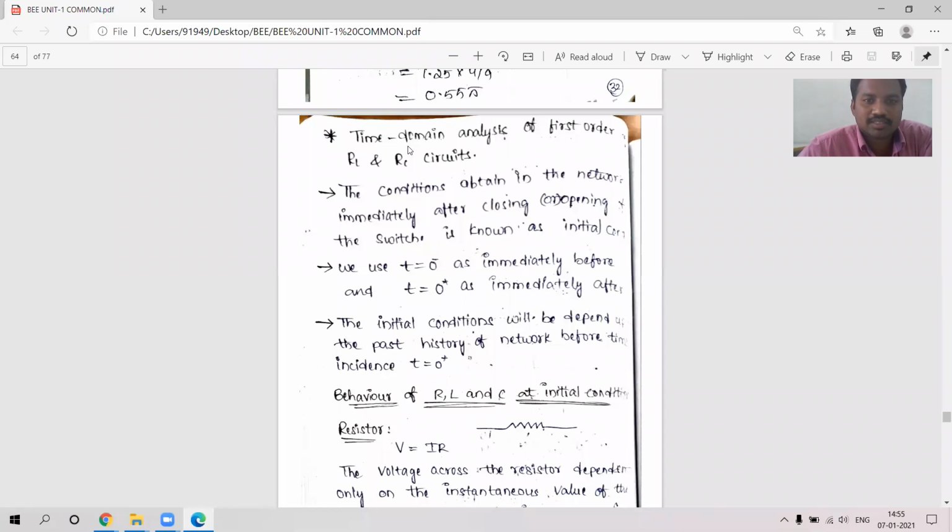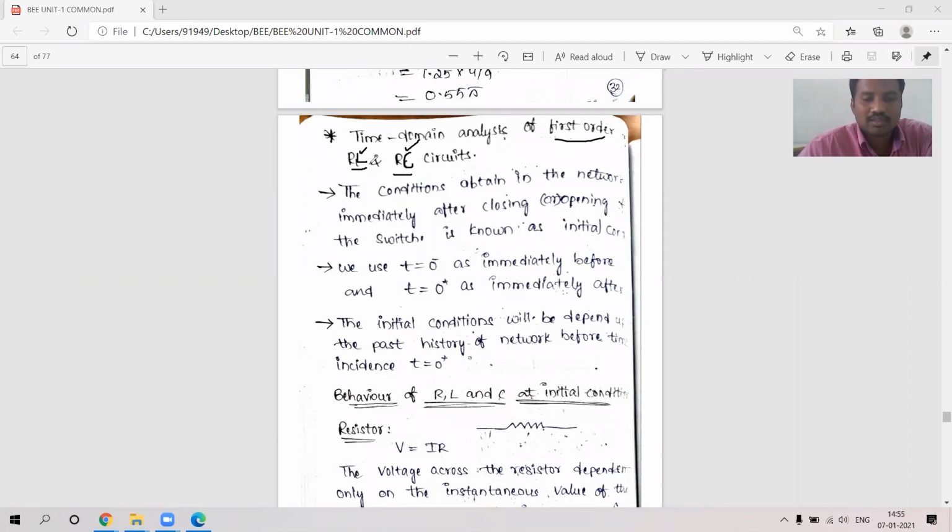Today our topic is time domain analysis of first order RL and RC circuits. Here, why are we calling it first order? Because of how many energy storage elements there are; based on that we give the order. Here only one energy storage element is there, that is only the inductor, and here also only one energy storage element is there, the capacitor.